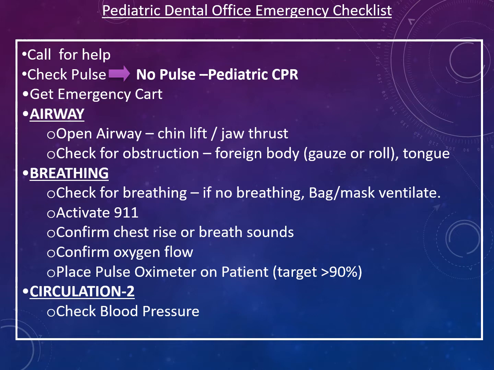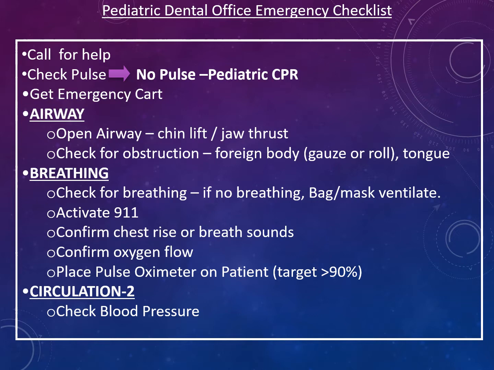Initially, when you discover that a patient is in distress, you should call for help. The first thing you should do is check a pulse. If there is no pulse, you must immediately begin pediatric CPR, which includes chest compressions. If there is a pulse, proceed with the rest of the checklist by getting an emergency cart, first doing your airway assessment, which is opening the airway, chin lift and jaw thrust, checking for obstruction, which is removal of any foreign bodies. Typical in a dental office would be a dental dam, clamps, rolls, gauze, etc.